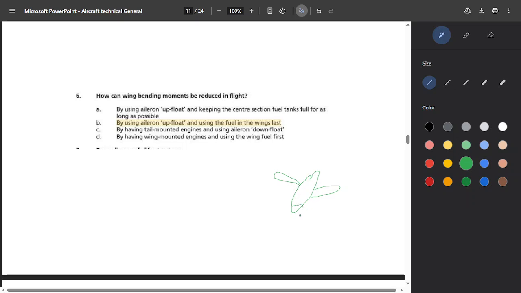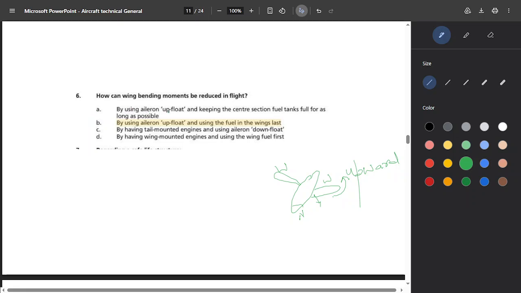This is the nose. We can see the fuel is there in these wings, and whenever this aircraft flies, there is a tendency for these wings to move upward, and this is called wing bending moment. So we will see what the options are.